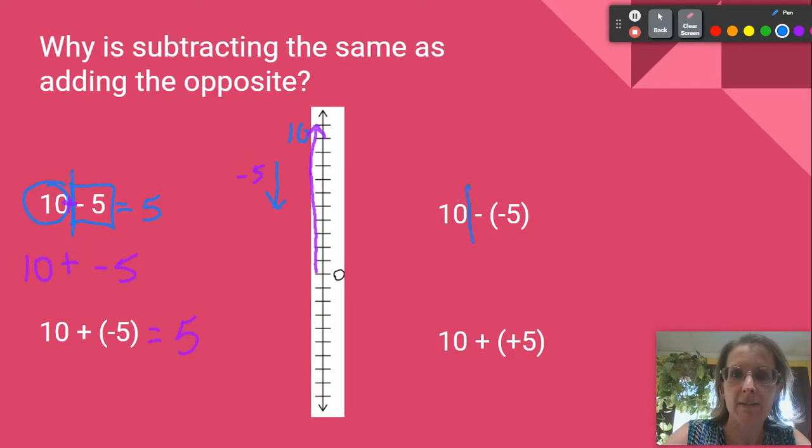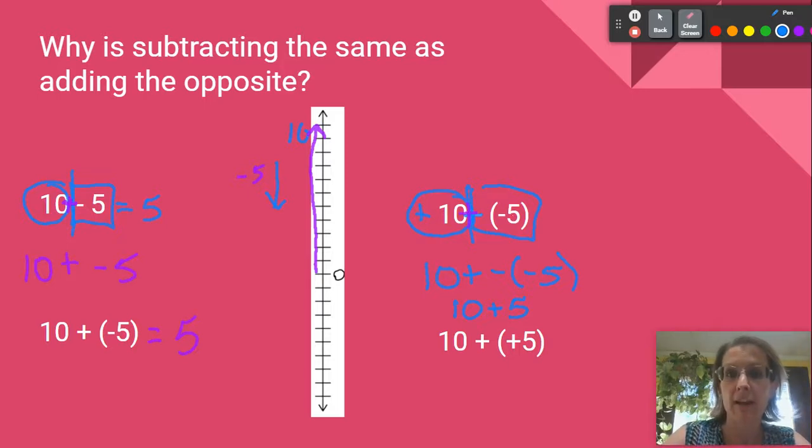10 minus negative 5. If I split it up into its terms, I have a positive 10 and minus a negative 5. So like I showed you before, we can put the plus there, and that will turn into 10 plus negative negative 5. But as we know, if we have a negative, it cancels out, and we can clean that up and turn it into a positive, and it will just be 10 plus 5.